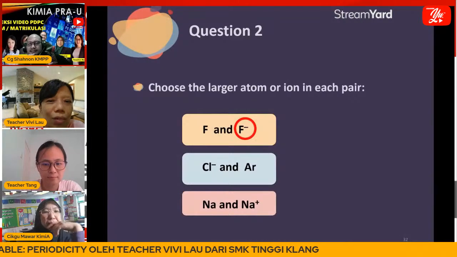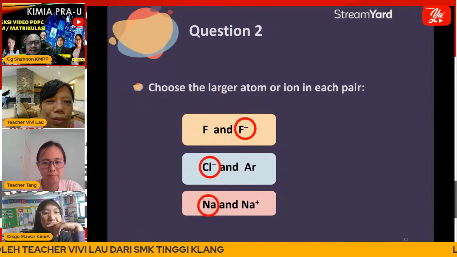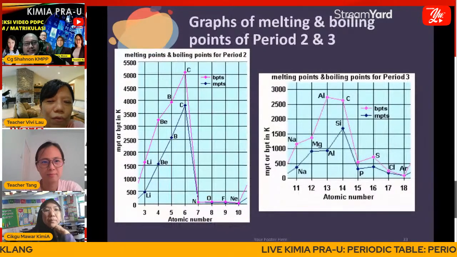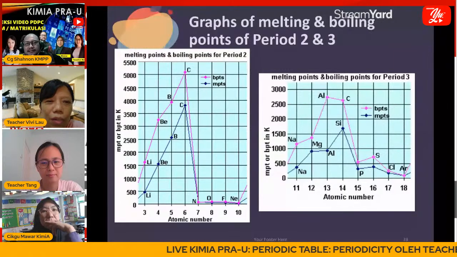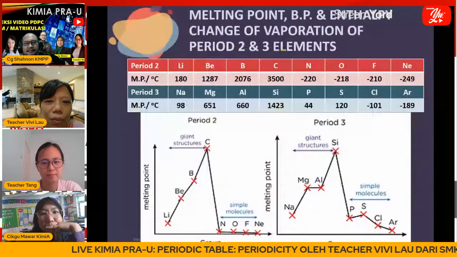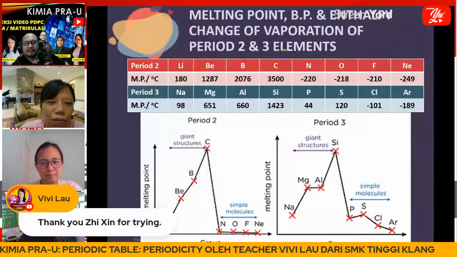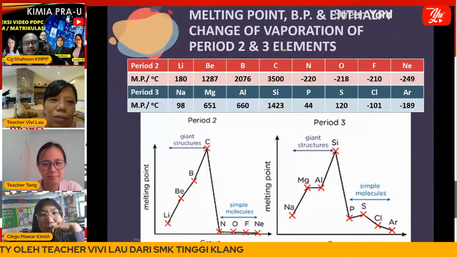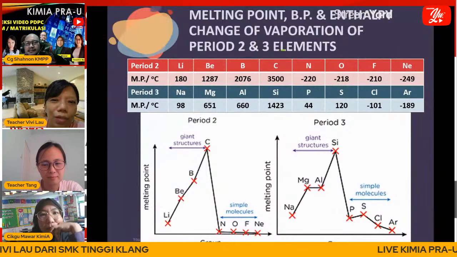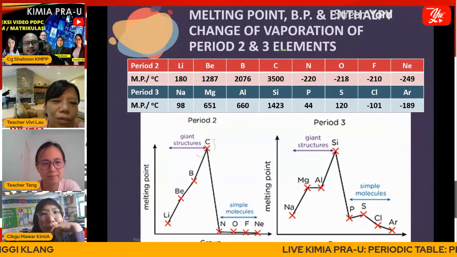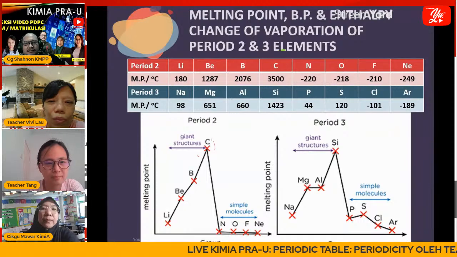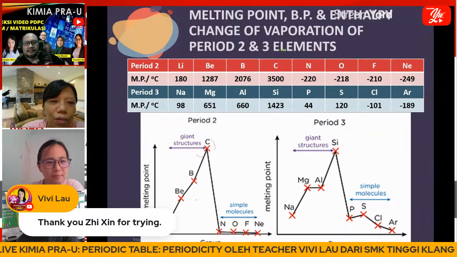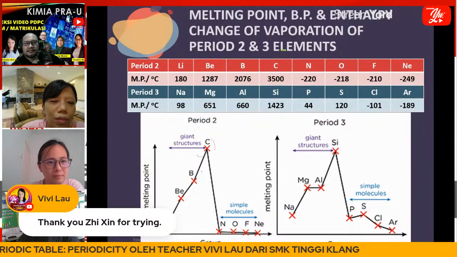So the sodium. So next we look at melting point. These are the graphs of the melting point and boiling point for period 2 and 3. So we look at the values. For period 2, carbon has the highest melting point. For period 3, silicon is highest. Then for metals, the melting point increases across the metals.